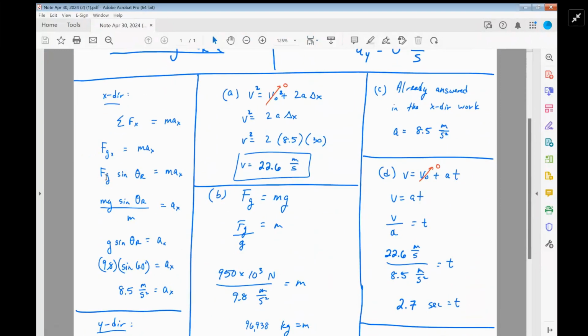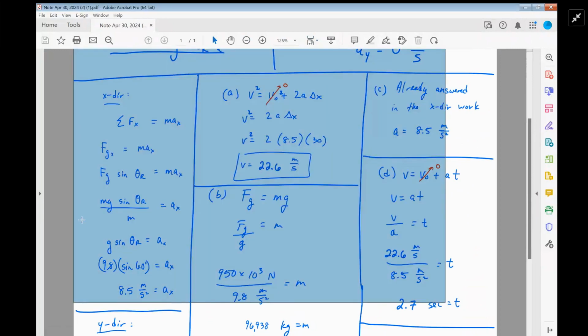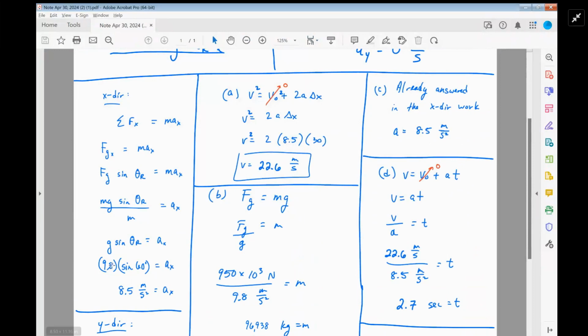So it turns out that we have FG sine theta ramp equals MA. Well, FG is just MG. So the M's are going to cancel, right, M's on both sides. So it turns out g sine theta is my acceleration, which is my common answer for an inclined plane acceleration, g sine theta. So if I go ahead and plug in values, 9.8 times the sine of 60, I get 8.5 meters per second squared as the acceleration. And now that is not part A, it is actually part C. So we're going to put that down for part C.